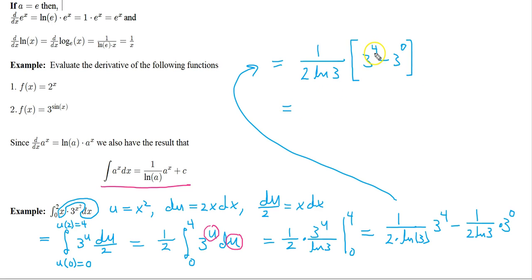now 3 to the 4th, that's going to be 81. 3 to the 0, that's just 1. And so we're going to get, and there we go.